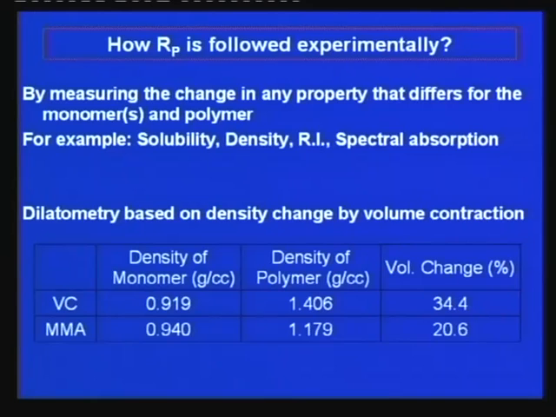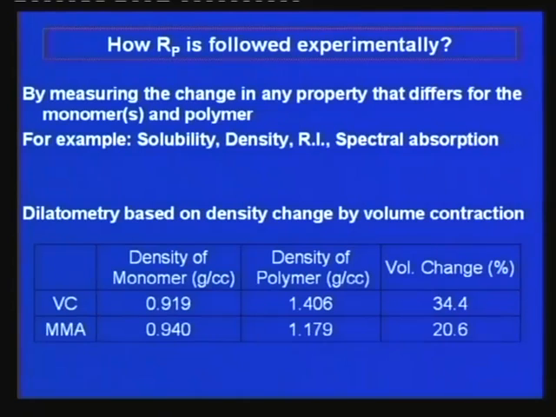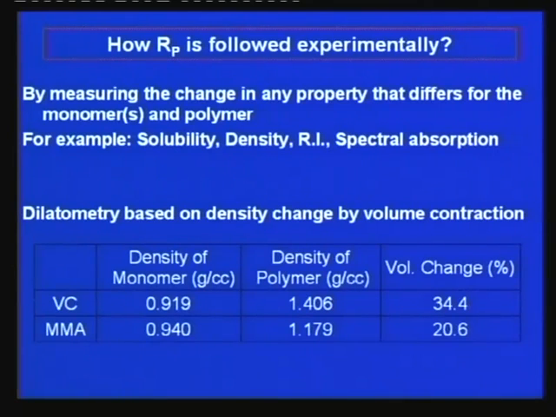Now, the question is how this rate of polymerization is experimentally followed, how it is evaluated. Well, you can say, sir, you are showing us with the help of these equations the way to get this rate of polymerization, but how to experimentally evaluate it? Suppose you are given the assignment of synthesizing polymethyl methacrylate or polyvinyl chloride or polyvinyl acetate in the laboratory. If I ask you to evaluate the rate of such polymerization, how to evaluate? That means you have to measure the change in any property that differs for the monomers and polymers.